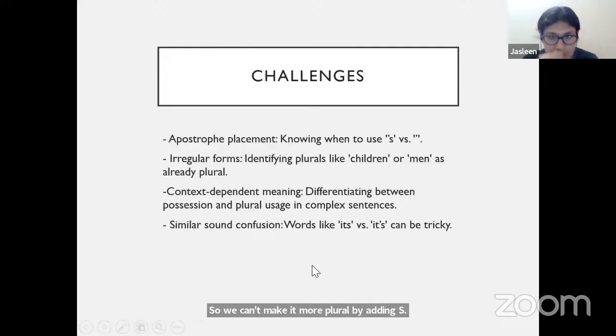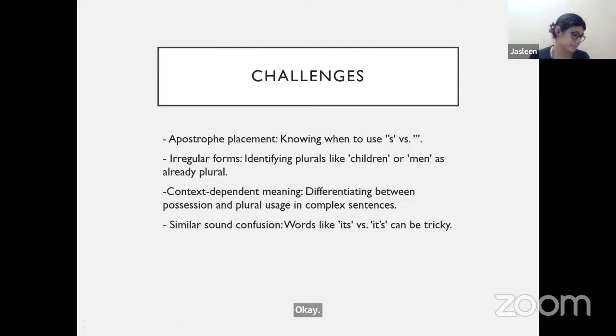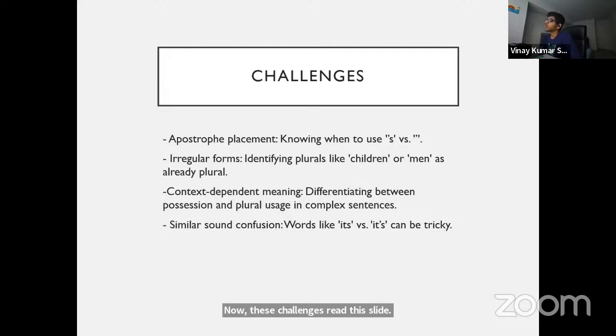Now these challenges, read the slide. Apostrophe placement: knowing when to use apostrophe s versus s apostrophe. Irregular forms: identifying plurals like children or men as already plural. Context-dependent meaning: differentiating between possession and plural usage in complex sentences. Similar sound confusion: words like it's versus its can be tricky.